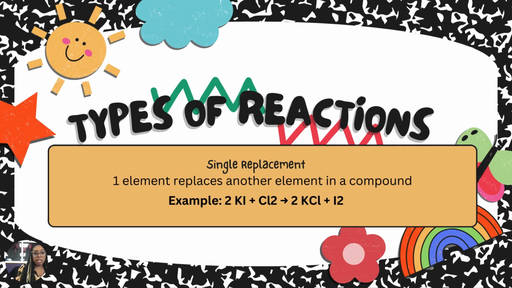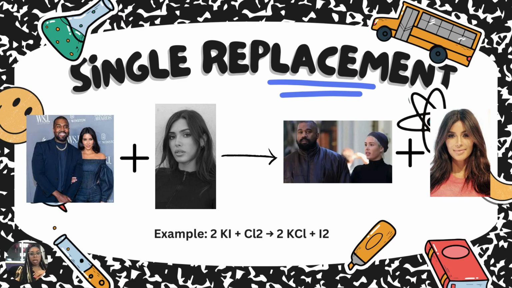So as you can see here, we have KI, K being our metal and I being our non-metal, plus Cl, which is another non-metal. So I already know from here that in my reactant, I only have one metal and I have two non-metals. From there, I'm going to have a swap of my non-metals with my metals that is going to create a single replacement. So that is how I know that I have a single replacement in more scientific terms. Now, for my people that didn't understand the scientific way, no worries, I got you.